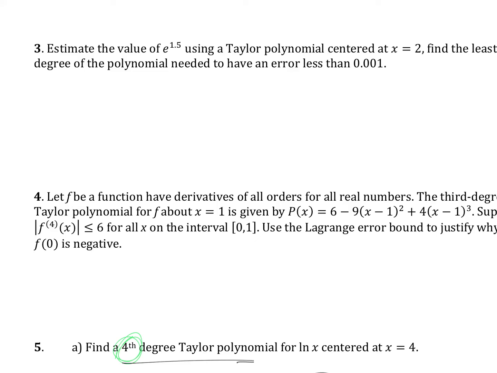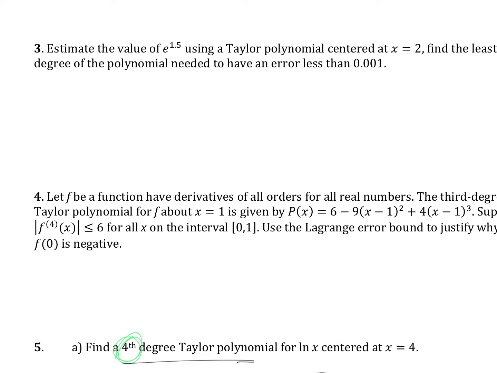Okay, well, let's look at number 3. And that answer key should say we need a 4th degree polynomial, but it's on the 5th term where the error is. Okay, so estimate the value of e to the 1.5 using a Taylor polynomial centered at x equals 2. That's important. Find the least degree of the polynomial needed to have an error less than 0.001. There's where my mistake comes from on the answer key.